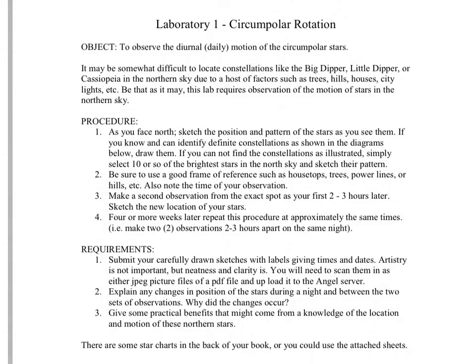So this is Lab 1, circumpolar rotation, and what we really want you to do is be able to observe how the stars change over the course of a night and over several weeks. It might be difficult to locate things like the Big Dipper and Little Dipper in the northern sky, maybe because of trees where you're at or lots of light or whatever. I want you to do your best to go out and look at the northern stars and try to see as much as you can.